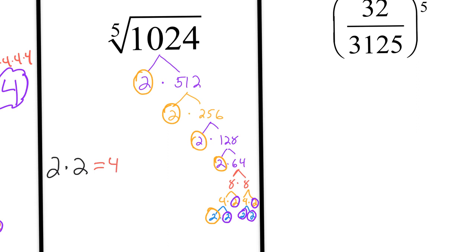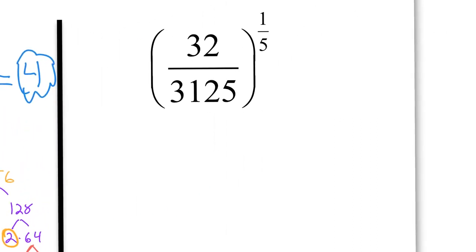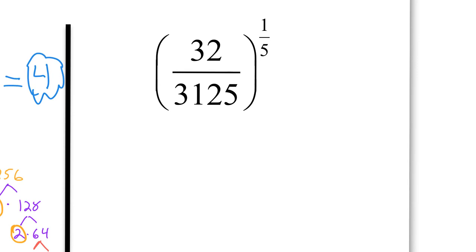So the question is, what is the fifth root of 1024? Well, the answer is 4 right here. And if you multiply this by itself 5 times, that's the fifth root. 4 times 4 times 4 times 4 times 4, 5 times, you will get 1024. That's how you check.